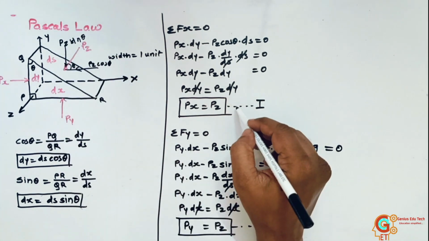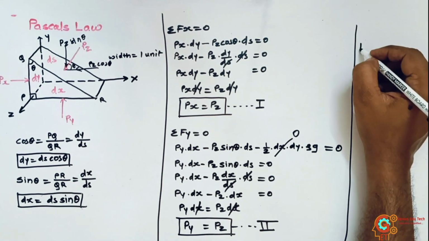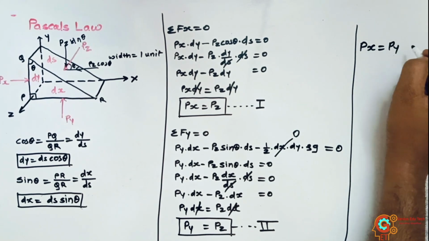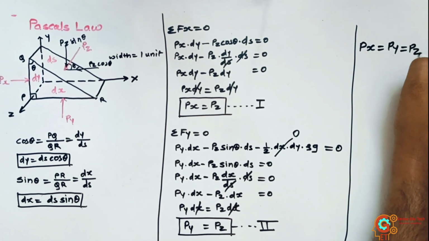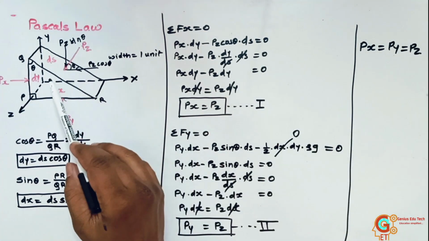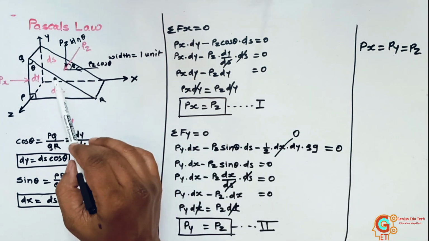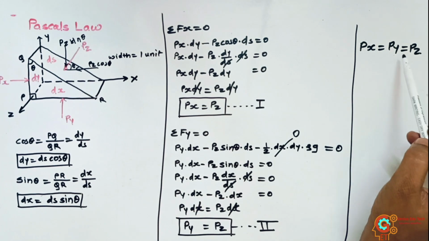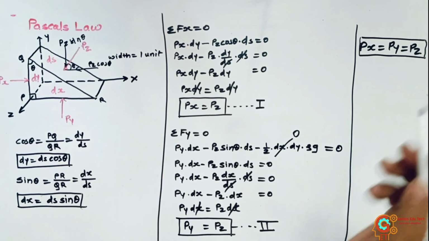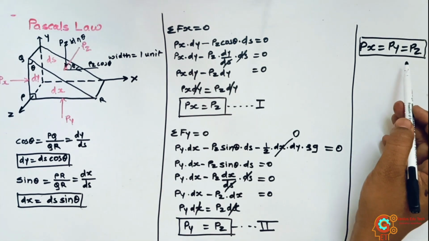So from equation 1 and 2 we can write Px is equal to Py is equal to Pz, right? That means in a static fluid the intensity of pressure at a point is same in all the directions. That is the statement of Pascal's law, and hence we have proved the Pascal's law.